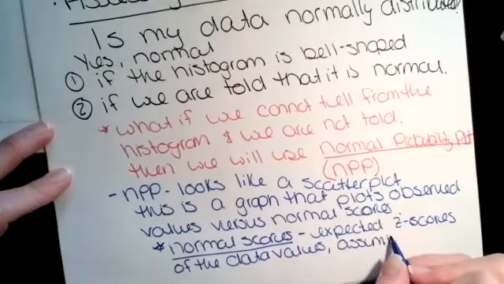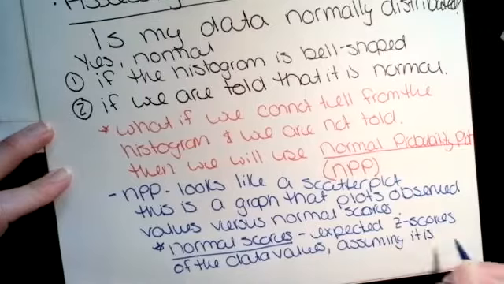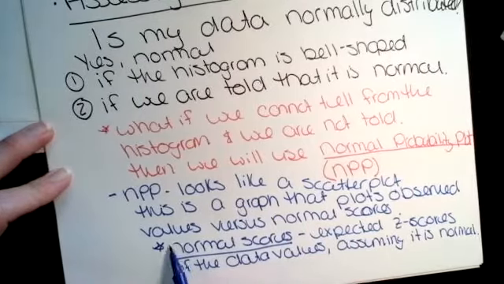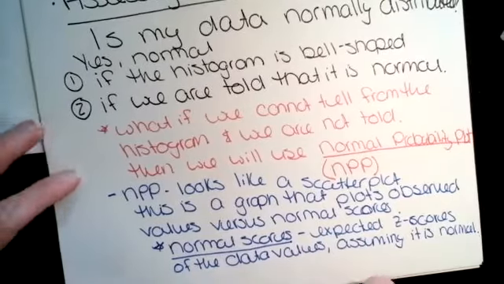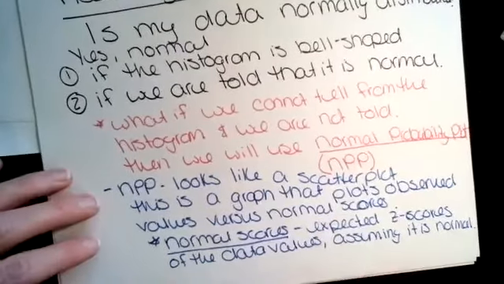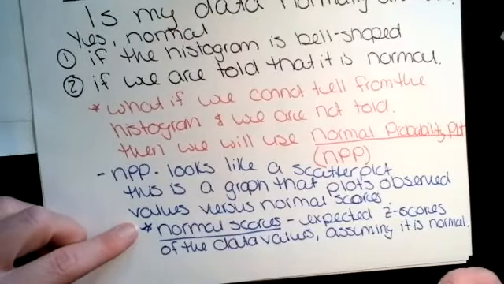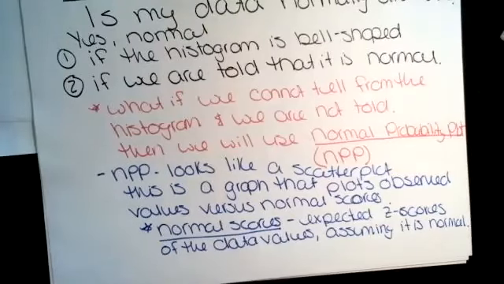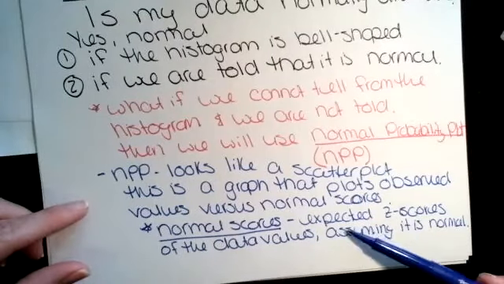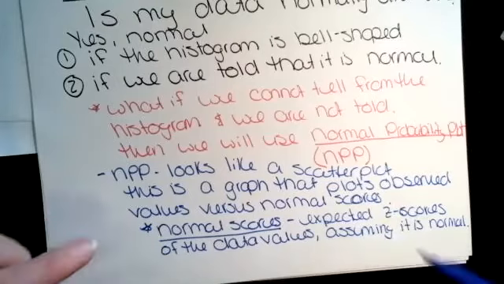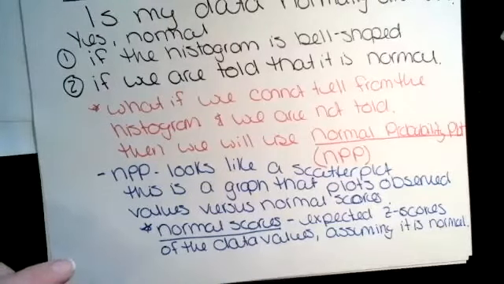Assuming it is normal. What I mean by this is that based on our data, we can get a mean and a standard deviation, right? And we're not going to do this by hand. Our technology is going to do this for us. But it can tell what something should be if normal, based on the average and the spread of the data. It calculates these expected z-scores and plots them against our observed values.